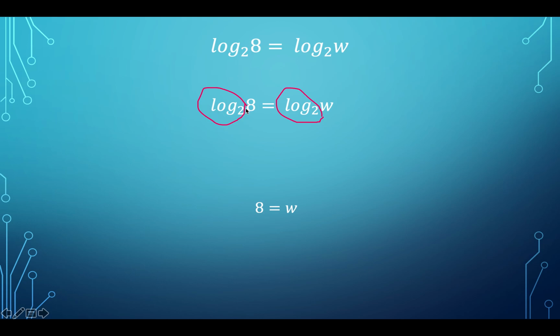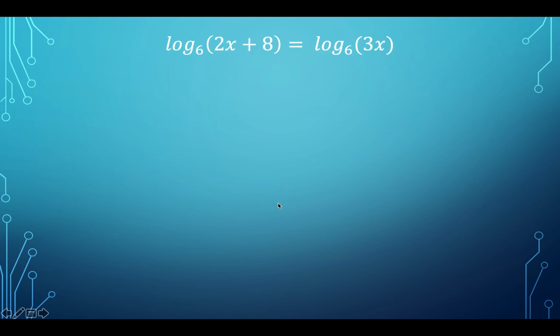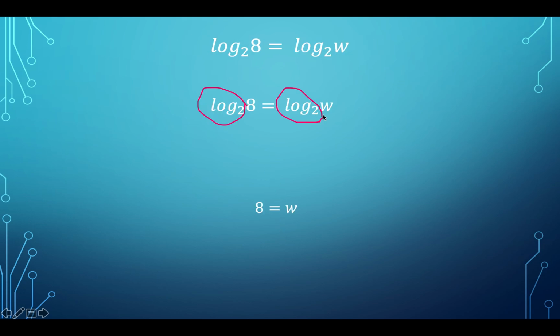So log base 2 of 8 is equal to log base 2 of w, and w is equal to 8. If we wanted to check it, plug it back in. Do we get the same thing? Yeah. So we both get log base 2 of 8 is equal to log base 2 of 8. So then we know this works out and it's true.